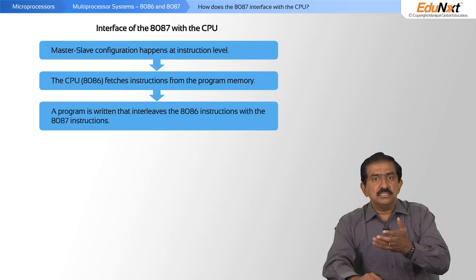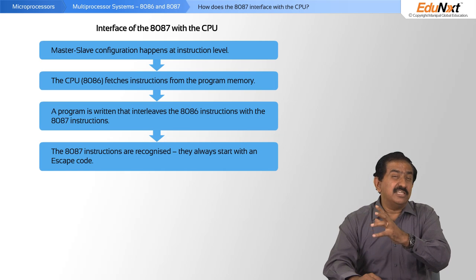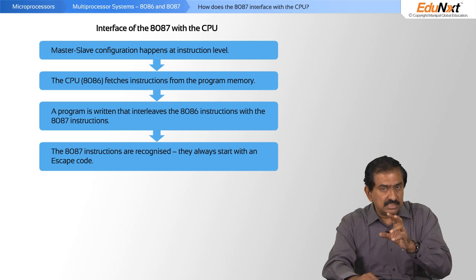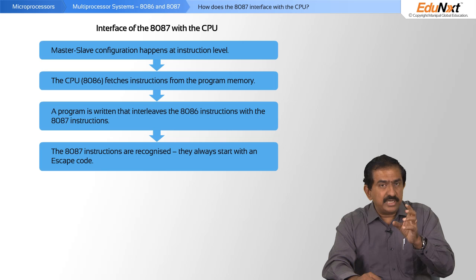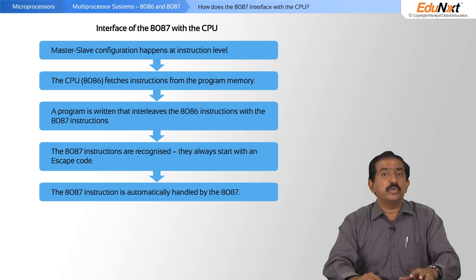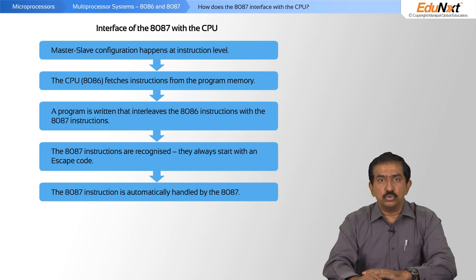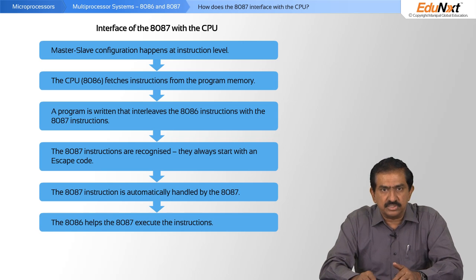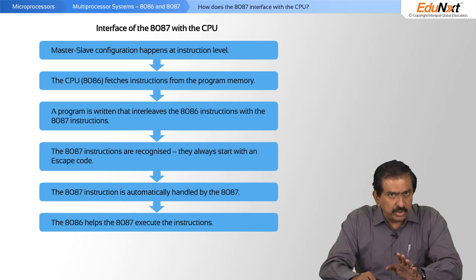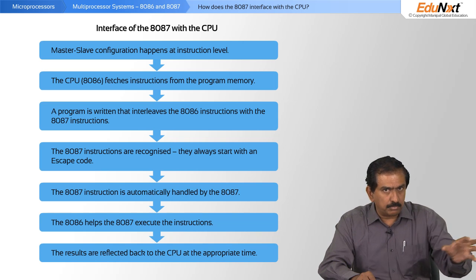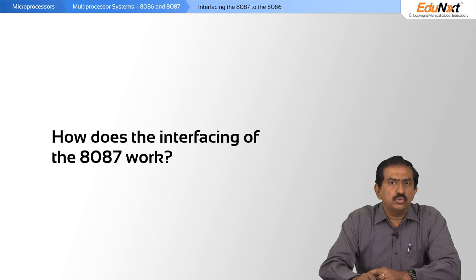And the moment an 8087 instruction is recognized, so all 8087 instructions start with an escape code, ESC, the escape code. So the moment an 8087 instruction is recognized, it is automatically handled by the 8087. The 8086 completely ignores it. Not completely, it ignores the instructions, but helps the 8087 execute this. And we'll tell you how that does this. So the 8087 executes the instructions, and the results may be reflected back to the CPU at the appropriate time. Let's see how this works, right?